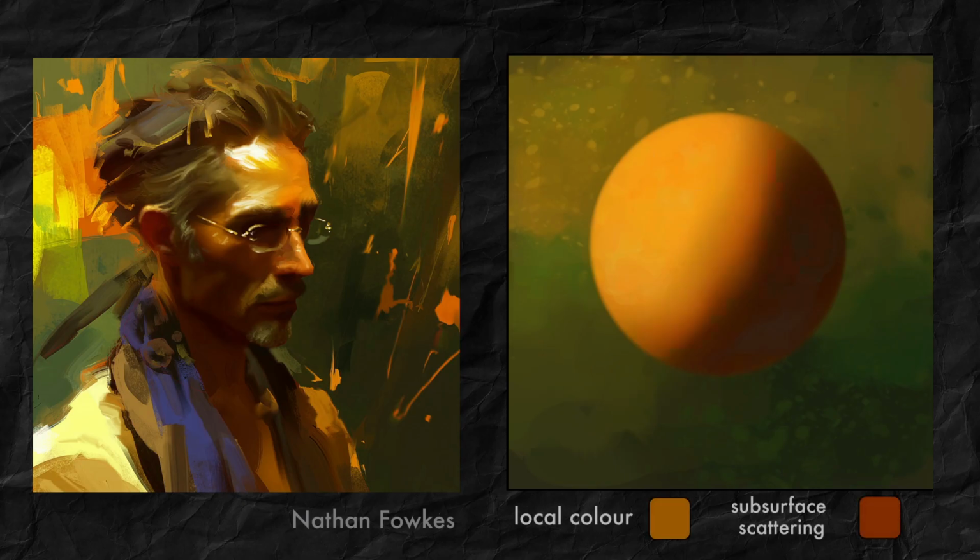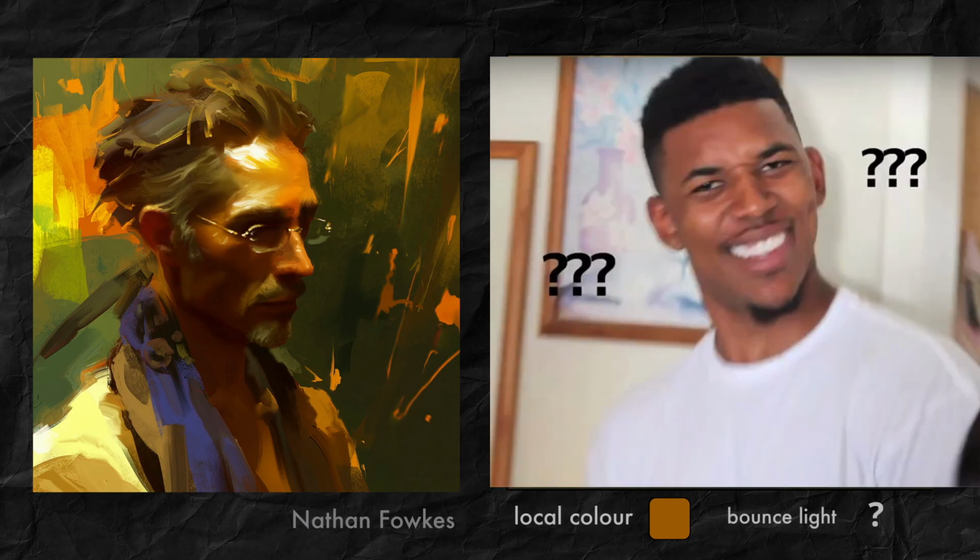So now I'm going to add those warm tones at the transition between light and shadow, and it's looking much more alive now. Now we can move on to the bounce light. But wait, you might be asking, how can we have bounce light if we don't have a surface for light to bounce on? And you're right.